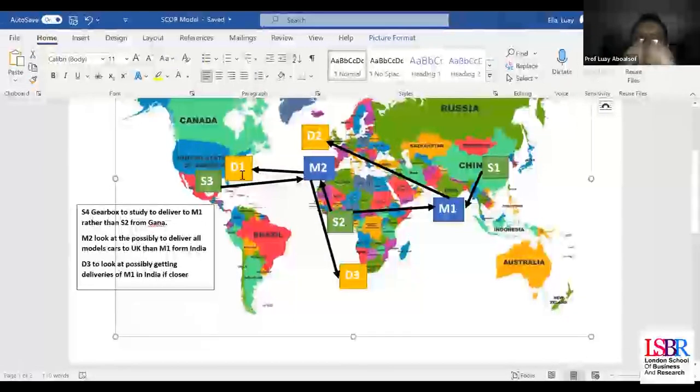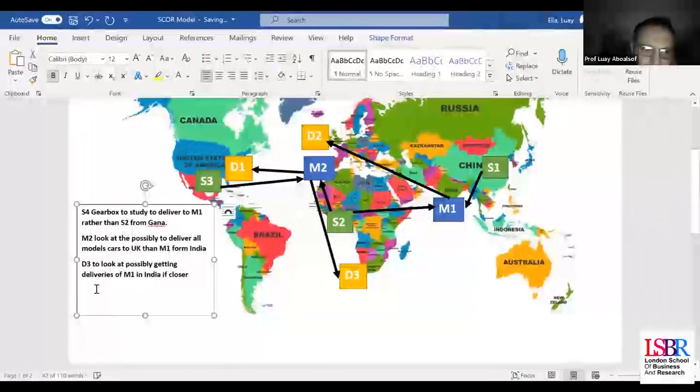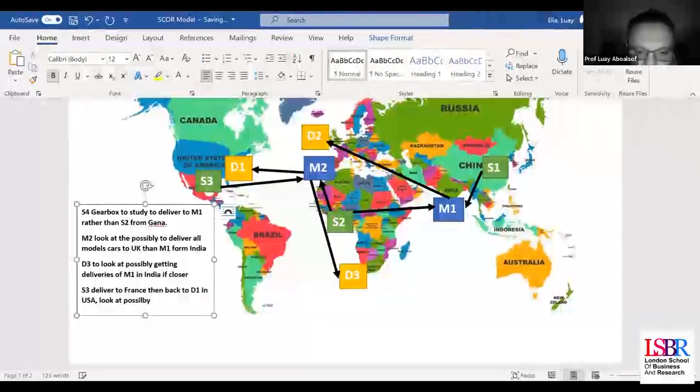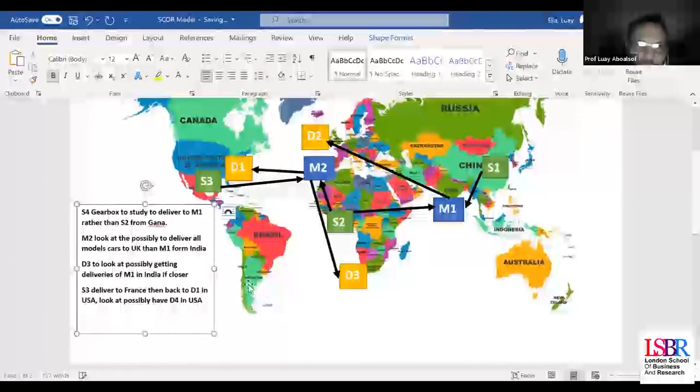So what is the point? Can I not establish a factory or manufacturer in America where I have my engines there, and have a gearbox coming from Ghana closely to do the manufacturing in America? So opportunity, I add another point now. S3 delivered to France, then back to D1 in USA. Look at possibly having D in USA, D4 for example. That's another point. You as a consultant.